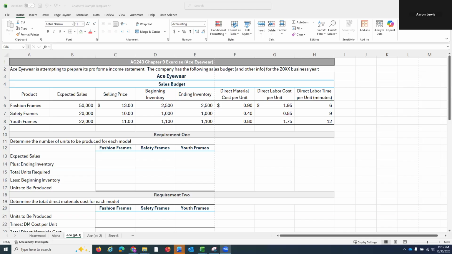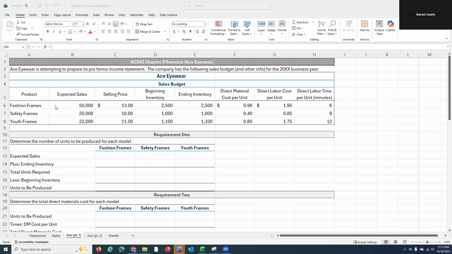In this example problem, we are once again going to be making a pro forma income statement, but we don't have all of the sub budgets, the lower level budgets prepared for us. So for Ace Eyewear over here, we're going to have to go through and determine the number of units they're going to produce for each model, the material cost that it's going to take to make each unit, etc. So we're going to need that information to ultimately prepare our pro forma income statement at the end, and namely be able to compute our COGS for that pro forma income statement.